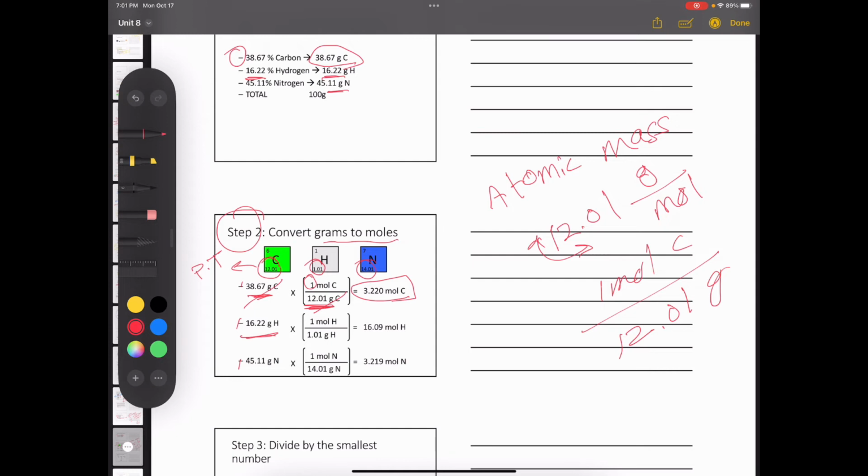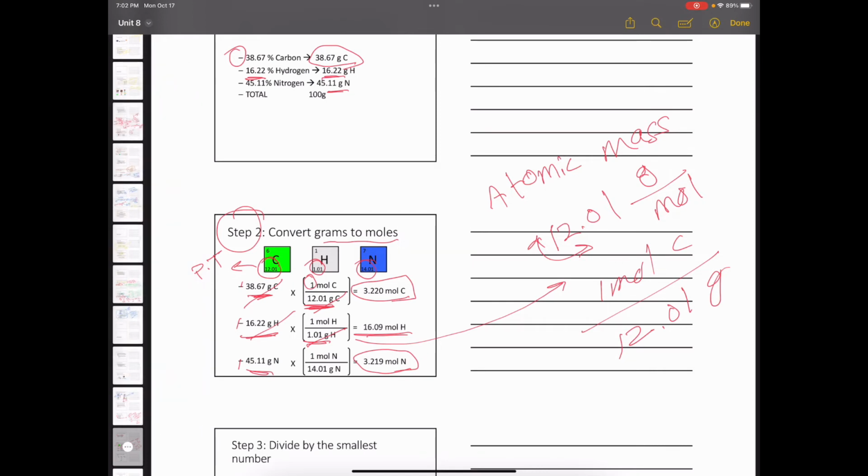Same kind of process with hydrogen. For hydrogen, I have 1 mole of hydrogen equal to 1.01 grams. Same concept as I did here. When we look up the atomic mass, it's grams per mole, not moles per gram, but we invert our fraction so we can cancel out our grams of hydrogen. Now I have 16.09 moles of hydrogen. Same thing with nitrogen: I have 3.219 moles of nitrogen.